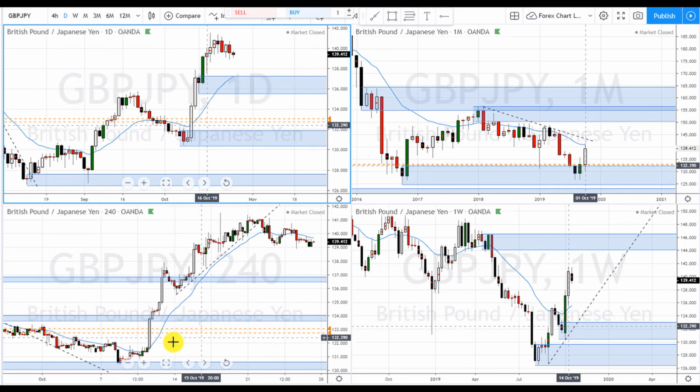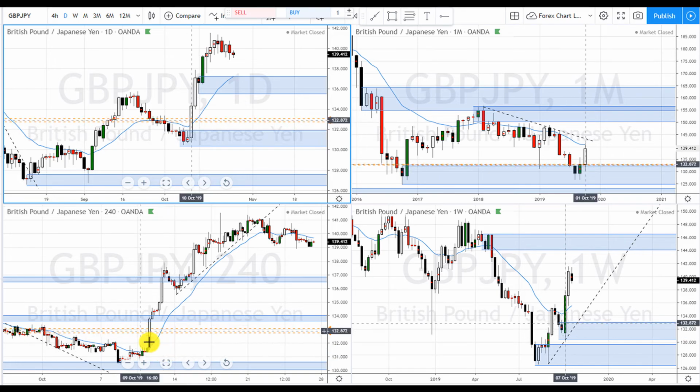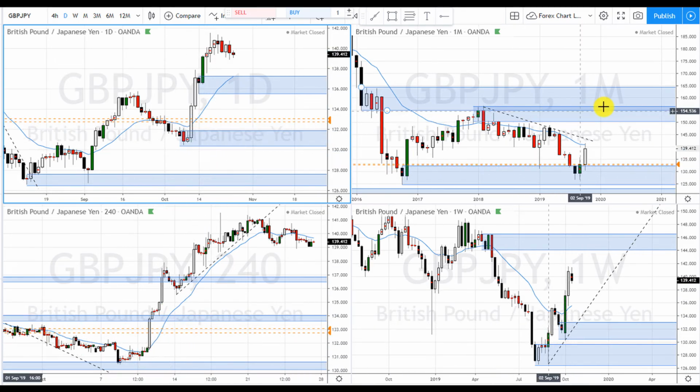And then 4 hour is 4 hour, you just have to buy wherever it's located inside the daily demand zone. Okay, so that is the analysis on GBP JPY.